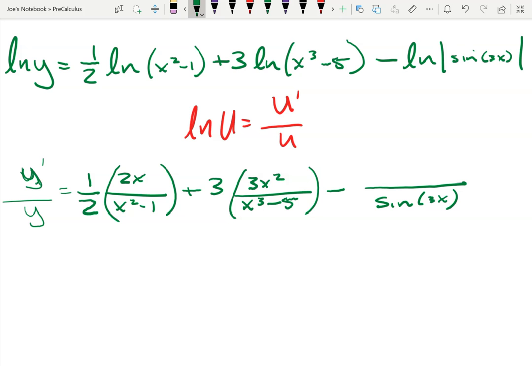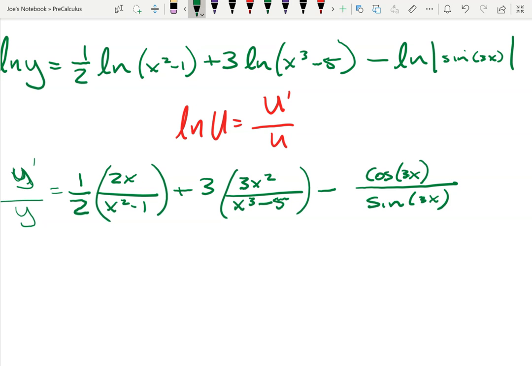Now, the du, the u prime, over up here is going to be the derivative of sine, which is cosine of 3x, multiplied by the chain, because that's not just regular old cosine of x, that's cosine of 3x. So the chain becomes 3.